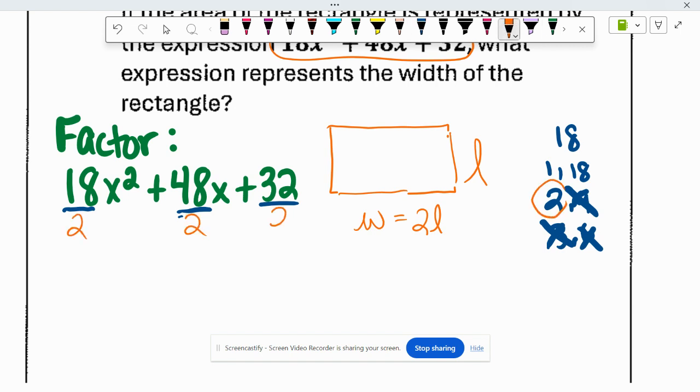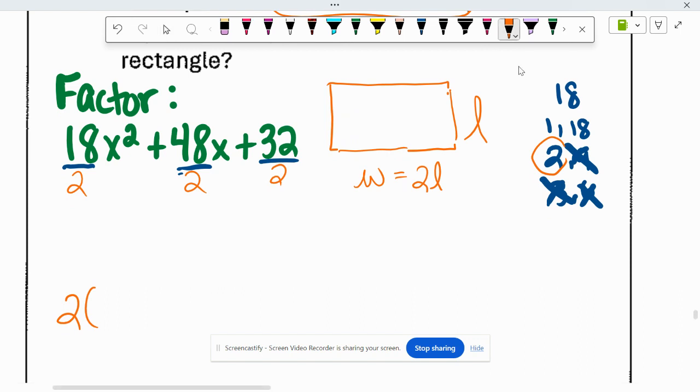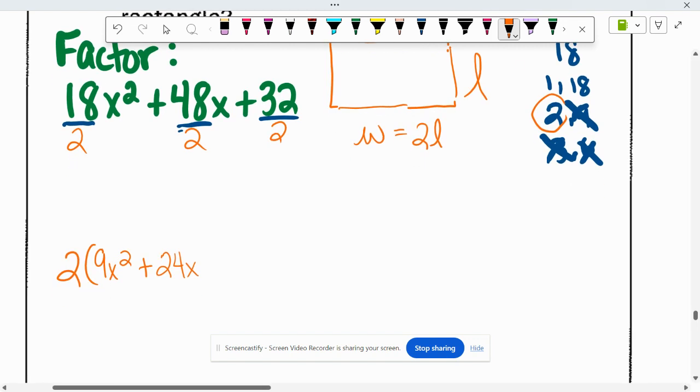We're going to take out a 2. So I'm going to move it down to the bottom. Matthew, 18 divided by 2 is what? Good, so I have 9x squared. Thank you, sir. Delilah, 48 divided by 2 is what? That's okay, you're fine. 48 divided by 2. Yes, ma'am, 24x. And Kaden, 32 divided by 2 is 16.